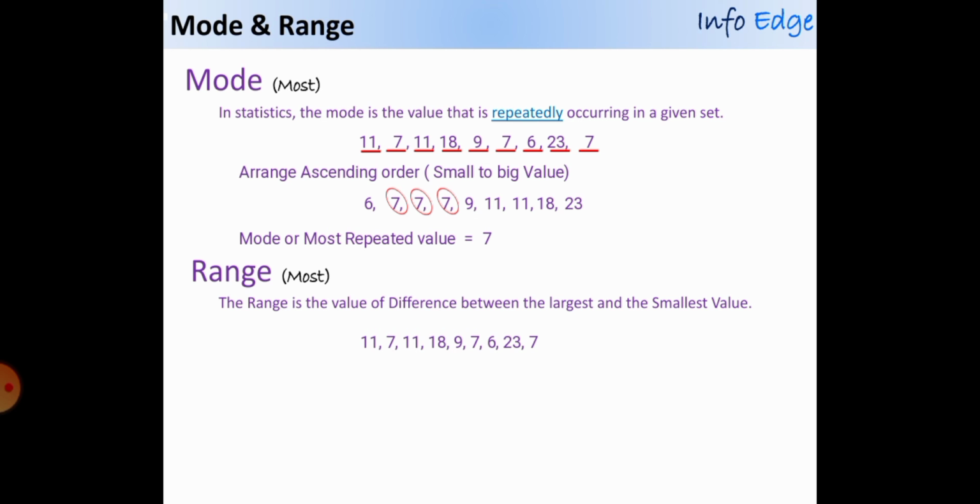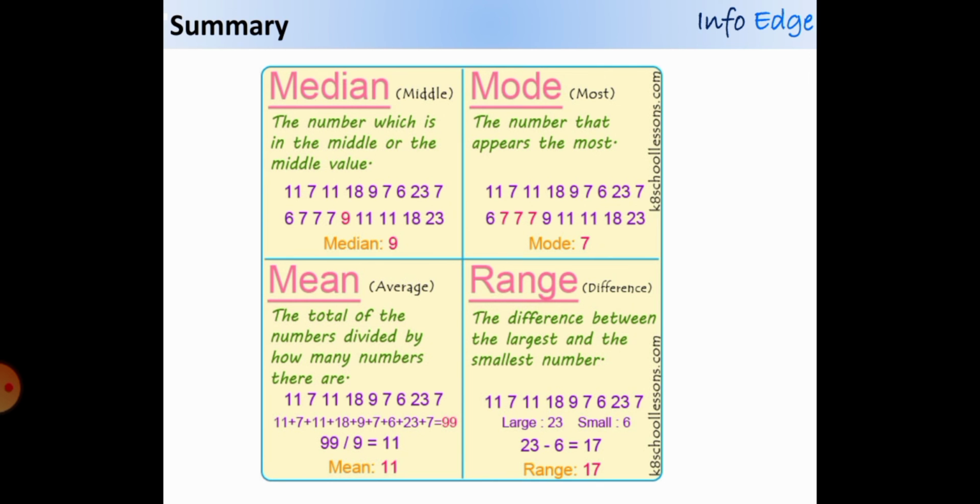The set of values is replicated here, and the largest value is 23 and the smallest value is 6. So we'll see the difference of the values. 23 minus 6 is equal to 17. The range of that observed set of values is 17. So this is the snapshot. We can see all 4 definitions and the values and results of the same.